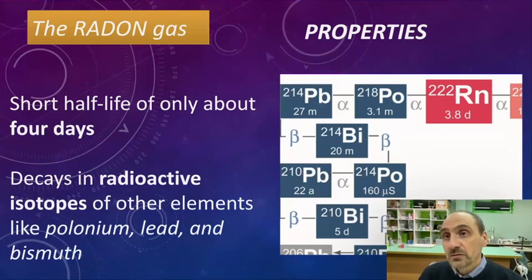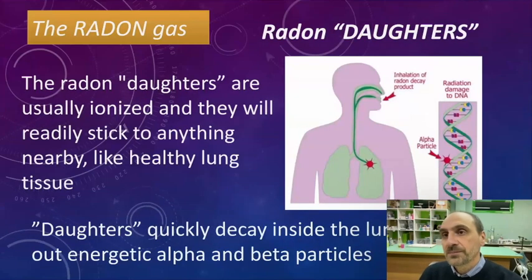really are. So polonium, lead, and bismuth are called the radon daughters, and these isotopes are really dangerous. Why are the radon daughters really dangerous for our health?